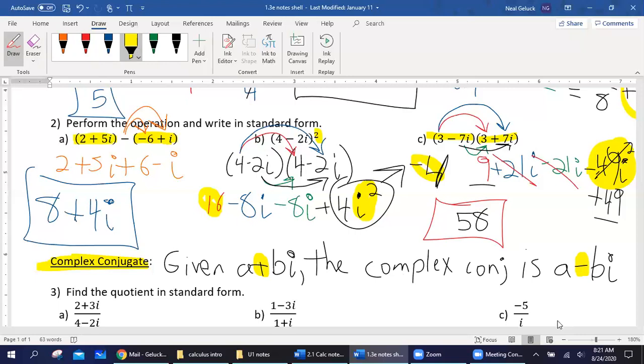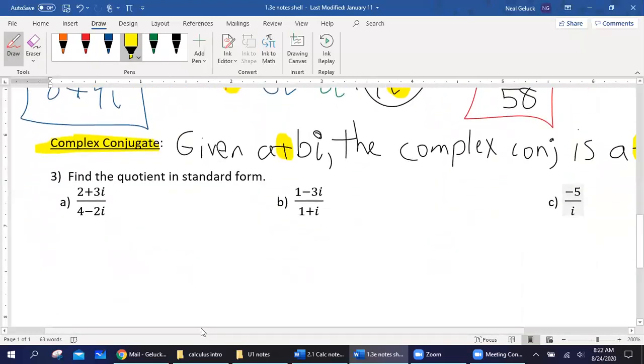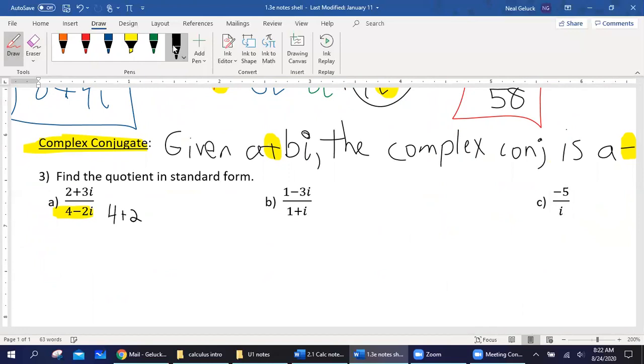Now, why is that important? That is going to help us with division. So we dealt with addition, subtraction, multiplication. Division is kind of funky. There is no such thing as long division when we're dealing with these weird complex numbers. To deal with dividing by a complex number, we actually multiply by the conjugate on top and bottom. So what do I mean? My denominator is 4 minus 2i. I'm going to multiply top and bottom by 4 plus 2i.